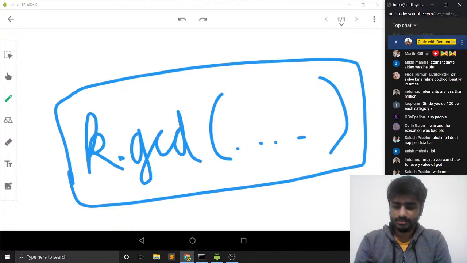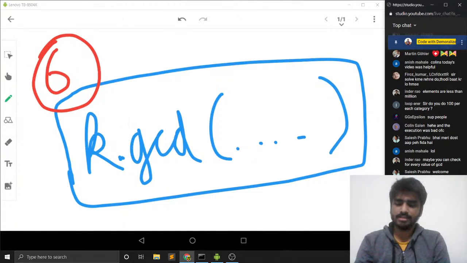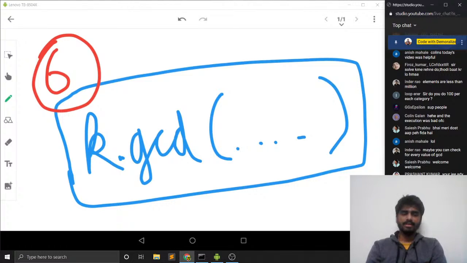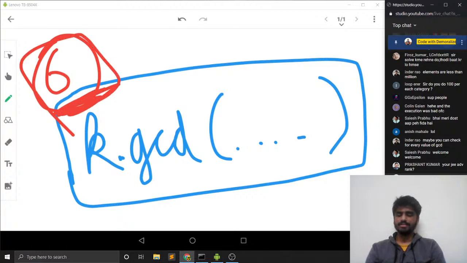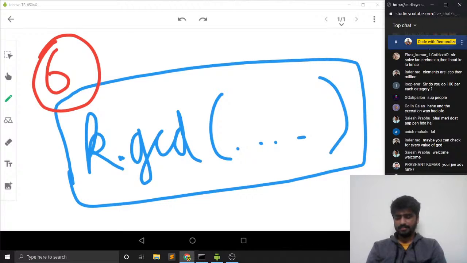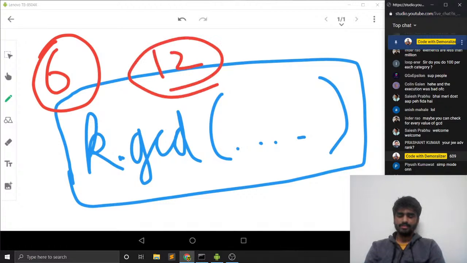Let's say we try to check for 6, like how many subsequences are there which have the GCD equal to 6? Let's say we try to find this. So we will need multiples of 6, right? But there's one problem. The multiples of 6 can also be multiples of 12. So that's the major problem here.